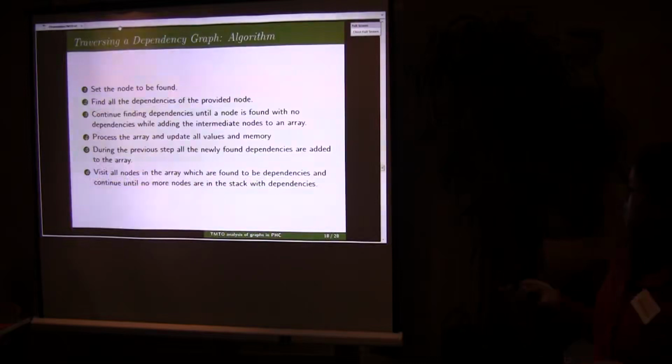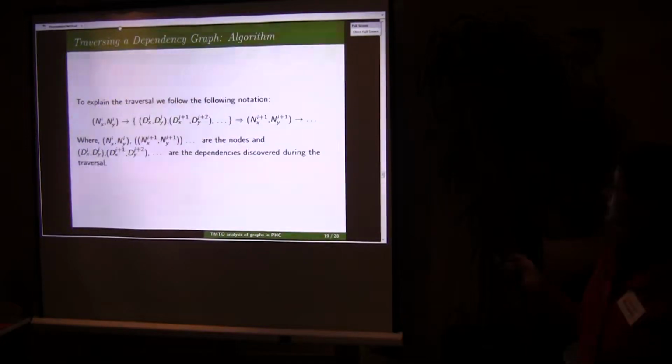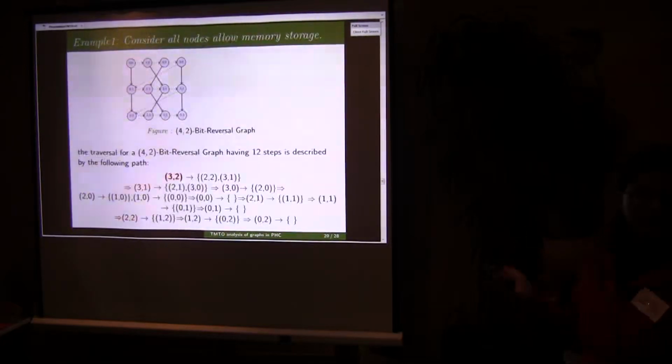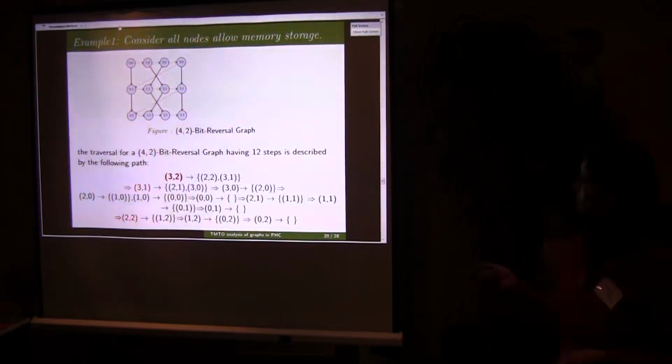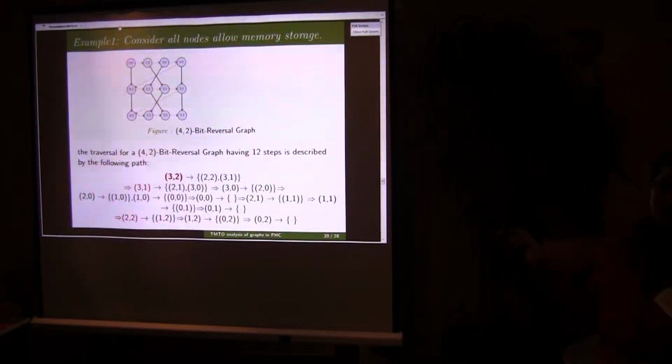Here, these are the steps. I think it will not be that easy to follow. So I am just switching to the example to make it clear. This is one simple example showing 4, 2, 4, 2, in the sense that the number of nodes is 4 and 2 is the levels. So this is a 4 to bit reversal graph.